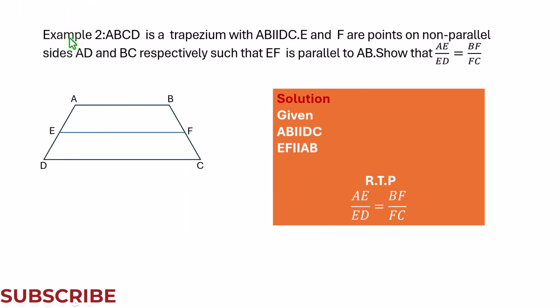Now, problems related to trapezium and similar triangles. ABCD is a trapezium with AB parallel to DC. E and F are points on the non-parallel sides AD and BC respectively such that EF is parallel to AB. Show that AE upon ED is equal to BF upon FC. Solution. Given: ABCD is a trapezium, AB is parallel to DC, and EF is parallel to AB. Required to prove: AE upon ED is equal to BF upon FC.